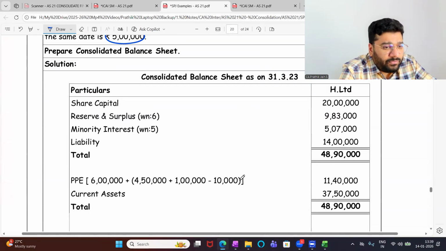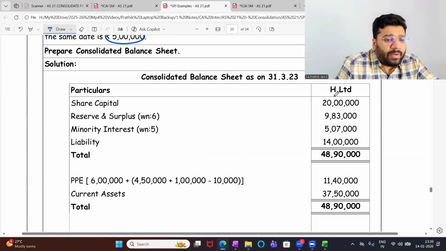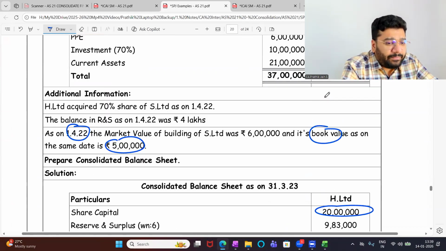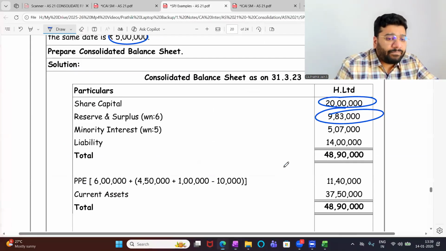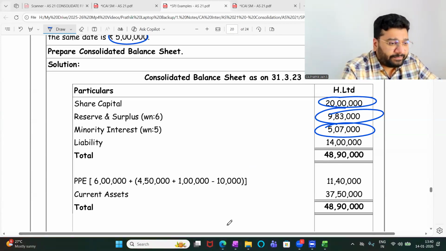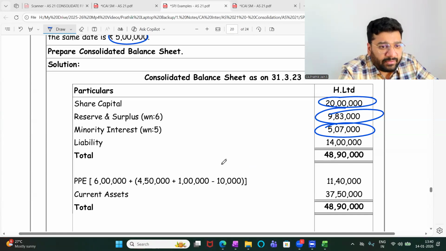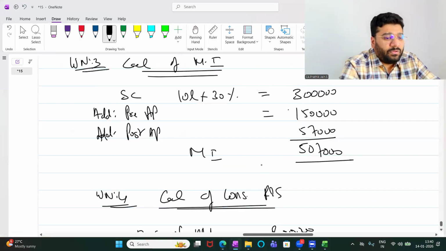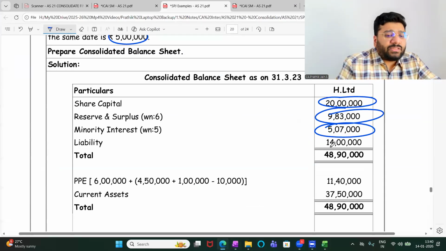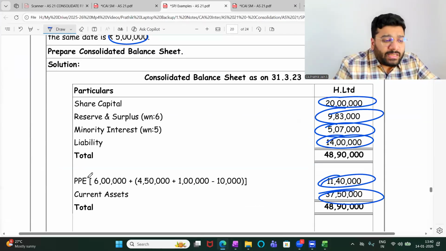Balance sheet homework. If you want to take a photo, this is the final answer. Share capital 20 lakh of H Limited. Correct? Now listen. Reserve and surplus is coming from working note number 4, 9,83,000. Minority interest is 5,07,000, working note number 3. Rest all items just keep on adding. You'll get the final value. Just PP alone, we have to be careful with the adjustment. So this adjustment, can you manage or not?